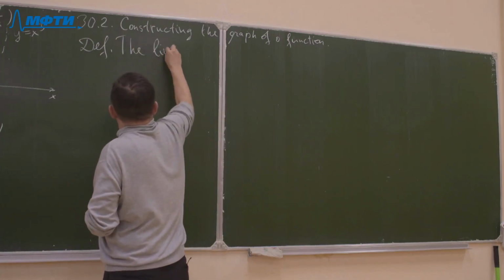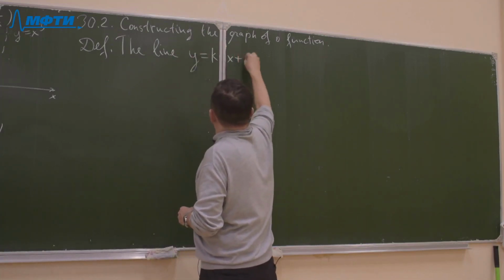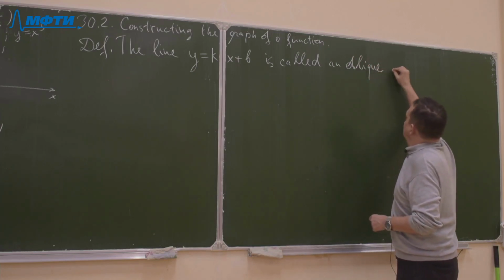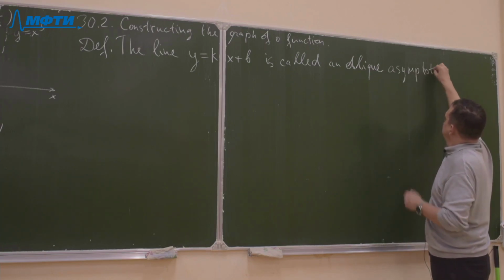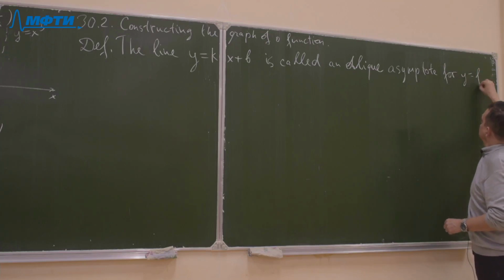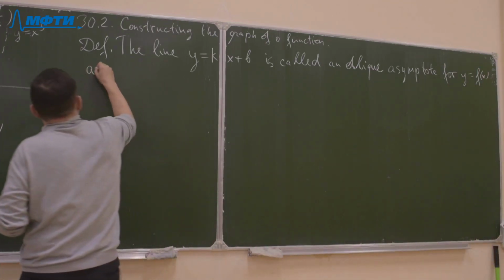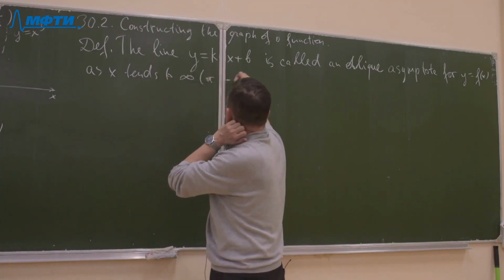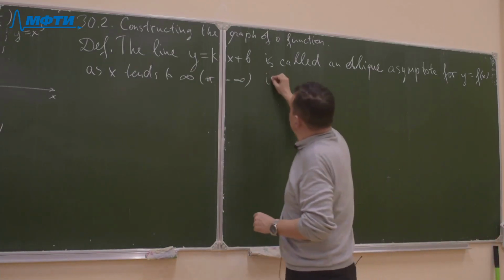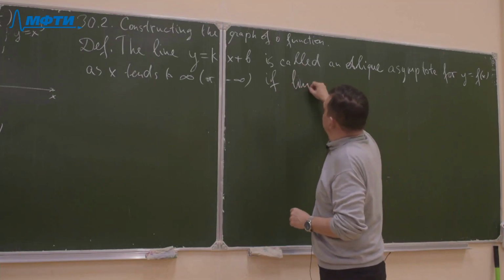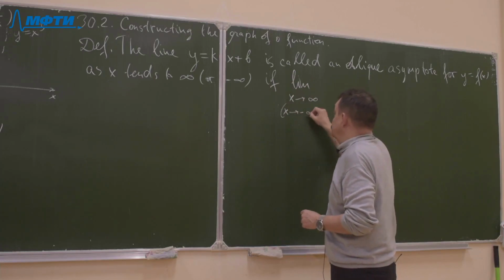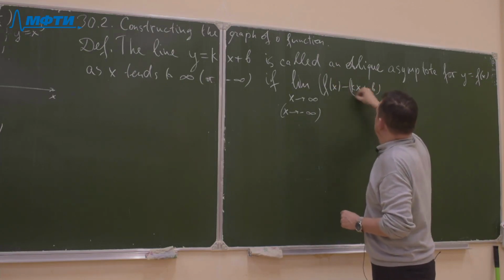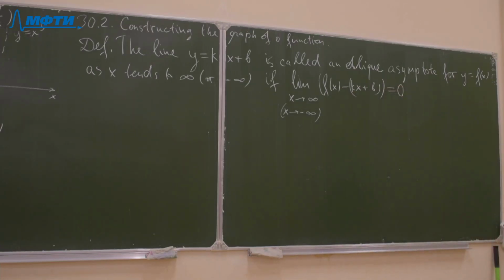The line y equals kx plus b is called an oblique asymptote for y equals f of x as x tends to infinity or minus infinity, if the limit as x tends to plus infinity or x tends to minus infinity of f of x minus (kx plus b) is 0.